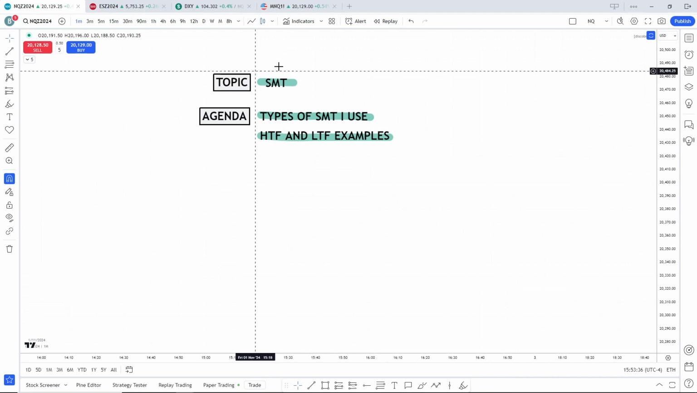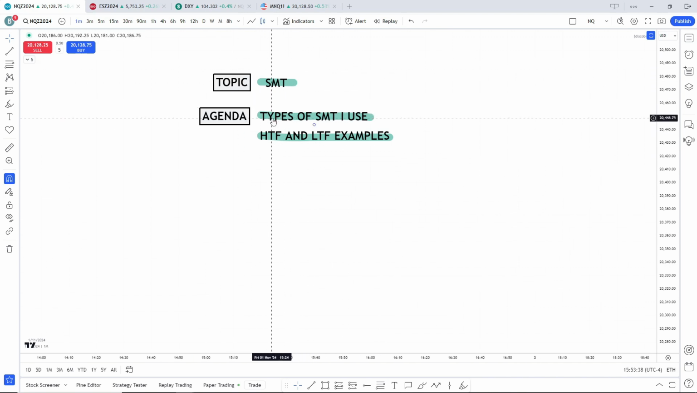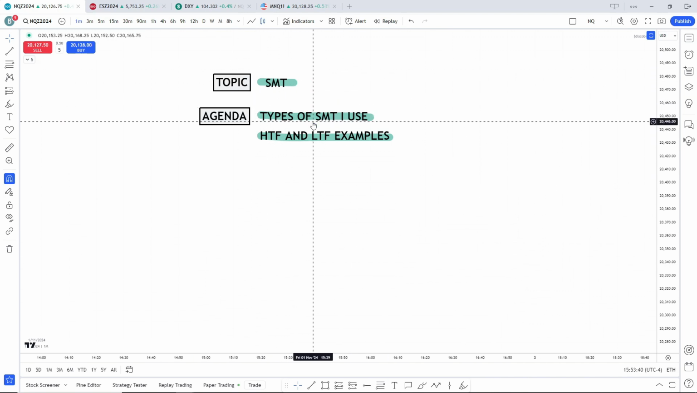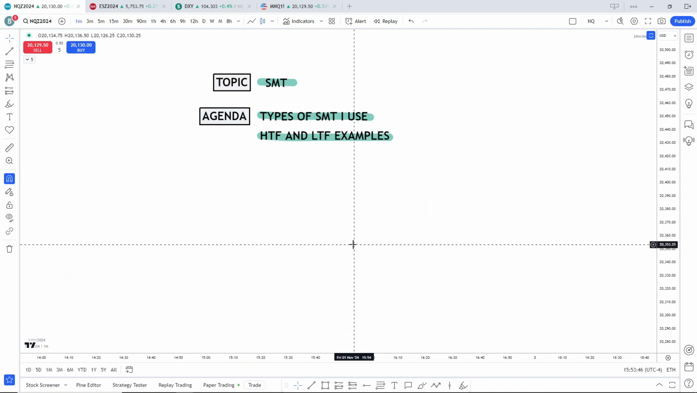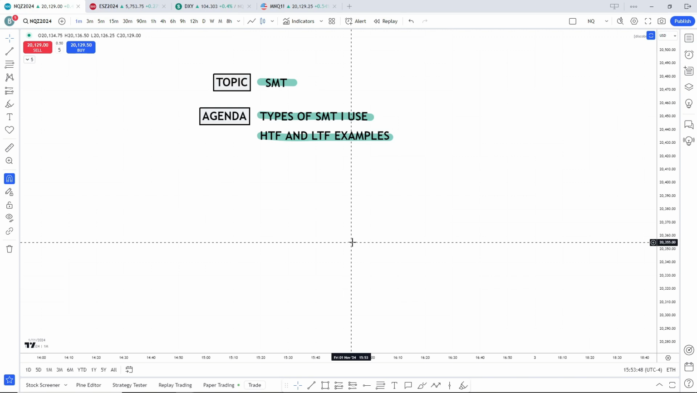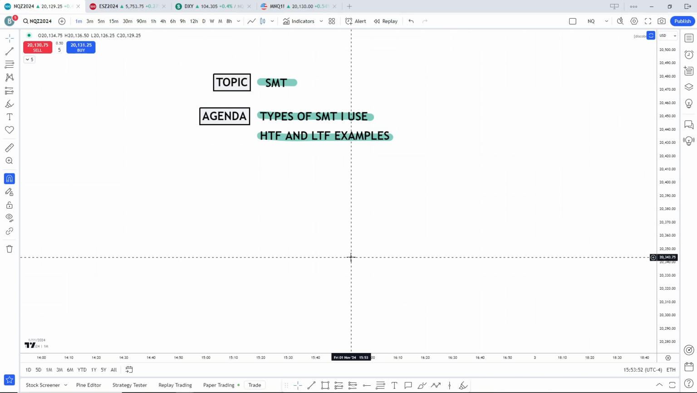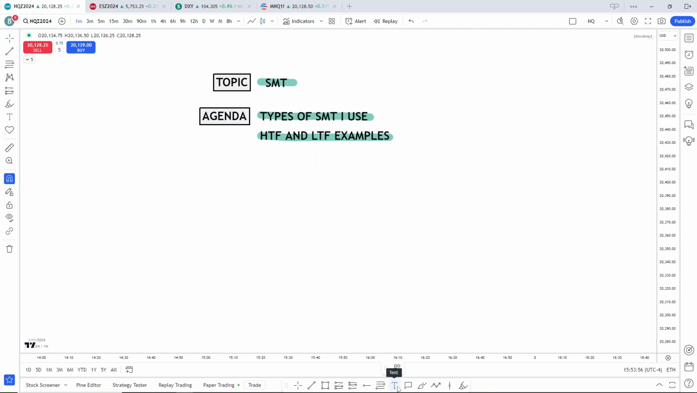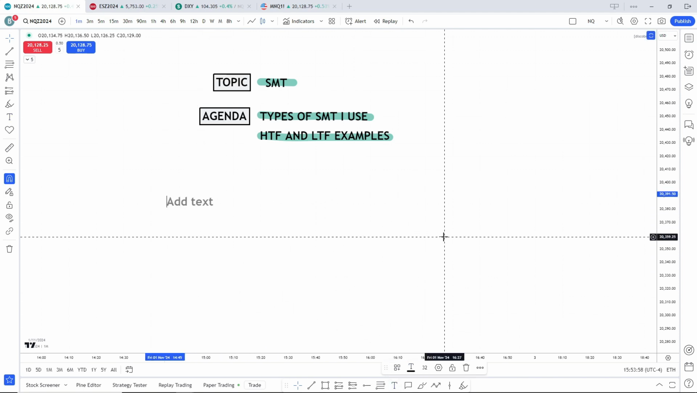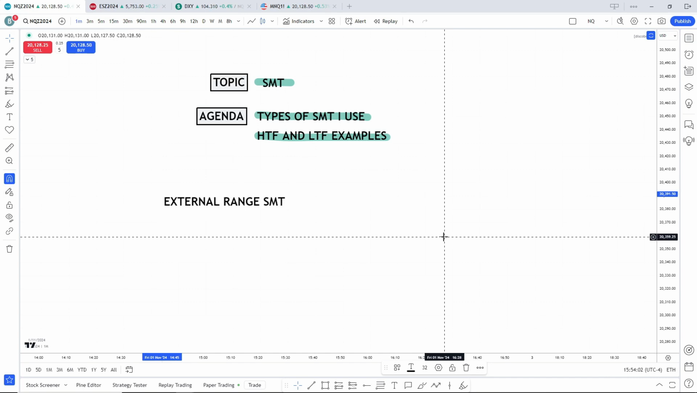So, you know what SMT is. Let's talk about the types of SMT that I use. Now, there are several types of SMT. I use 3, okay? They often interchange with one another, but their characteristics do remain a little bit different across the 3. The first type of SMT that I utilize is going to be external range SMT.